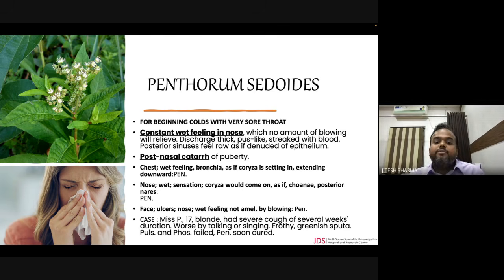This was a case of a 17-year-old, blonde, who has a severe cough of several weeks, worse by talking or singing. She used to expectorate a lot of frothy greenish sputum. Pulsatilla didn't help. Phosphorus didn't help. Penthorum soon cured it. That is the power of Penthorum.